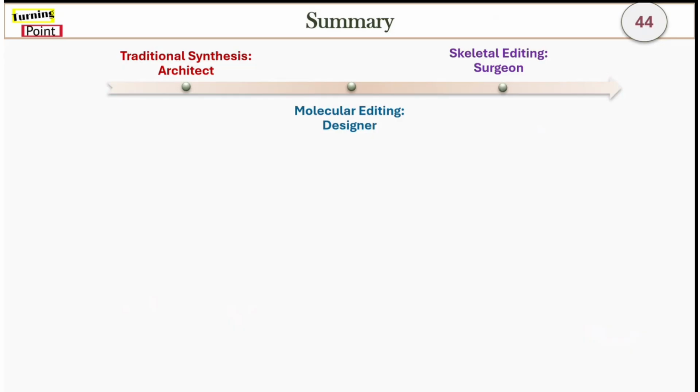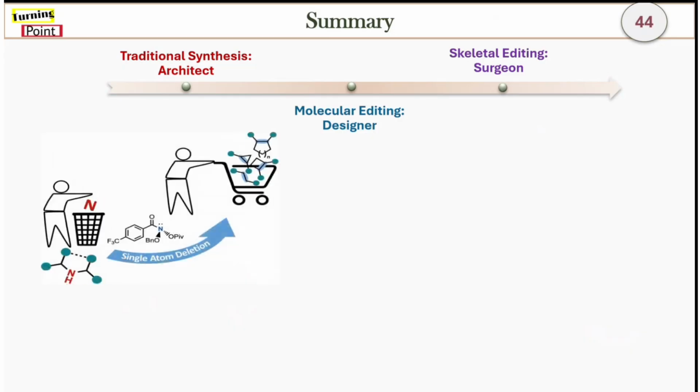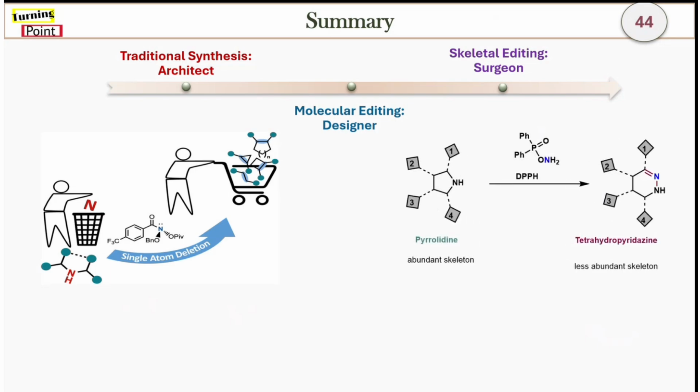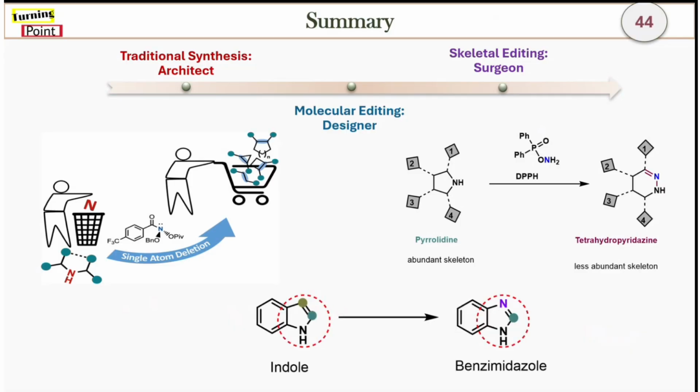In this era, we have seen the first example, the transformation of secondary amine to CC coupled product through nitrogen deletion. Then another example, nitrogen atom insertion in saturated heterocycles. And in the last, we have seen the example of atom swapping, where we saw the synthesis of benzimidazole from the indole ring.